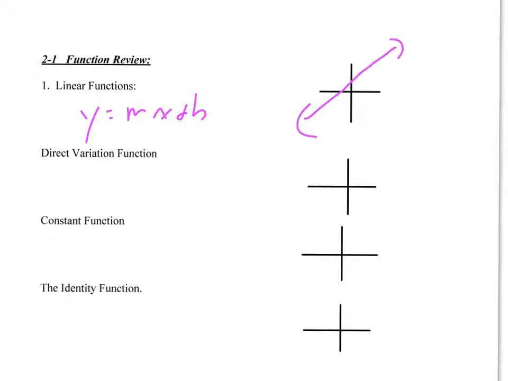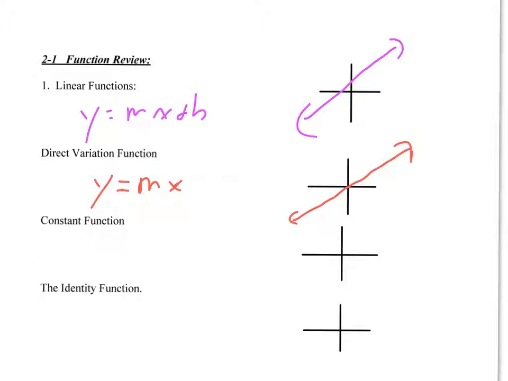Okay, we can talk about a direct variation function. A direct variation function is also a linear function that passes through the origin. So the b is going to equal 0, so it's y equals mx. Sometimes we write that y equals kx. And it is a function that passes through the origin. Looks like that.